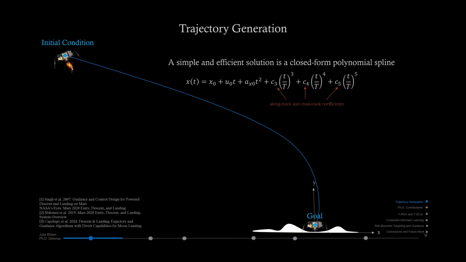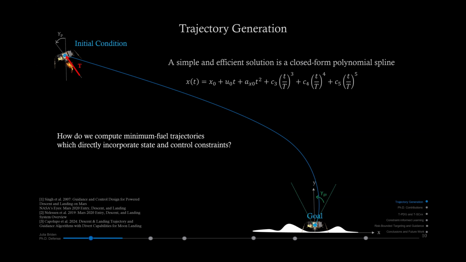And to briefly give an overview of the state of the art of trajectory generation, specifically for powered descent guidance, trajectory generation is usually achieved via a closed form polynomial spline. So for example, an equation that's a function of time, and then in a long track and cross track set of coefficients, or a general set of coefficients, are determined ahead of time to compute these polynomial splines. And this is quite efficient because it's an explicit closed form solution.